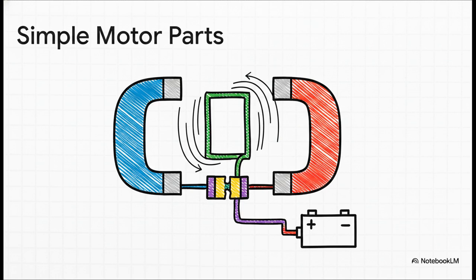Now, to keep it rotating continuously so it doesn't just get stuck in one spot, we use a commutator and brushes. These conduct the current to the moving parts and constantly flip the magnetic field. The end result? The axle spins, and you've got mechanical output.